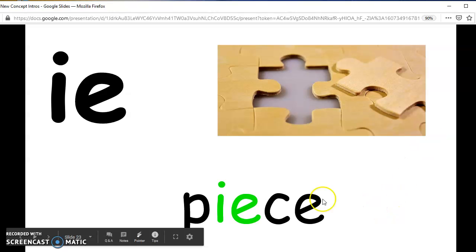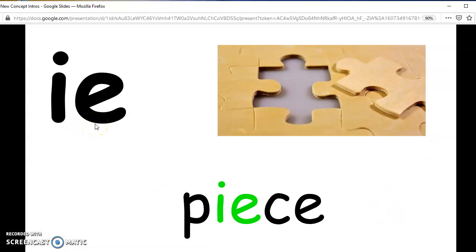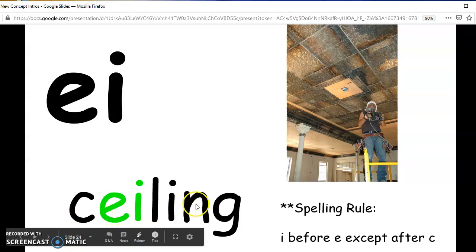This week we're going to be learning about IE and how it can say E like in piece, like a piece of a puzzle. And we're also going to learn about EI and how it can say E like in ceiling. Now this one is a special one because it has a spelling rule with it.